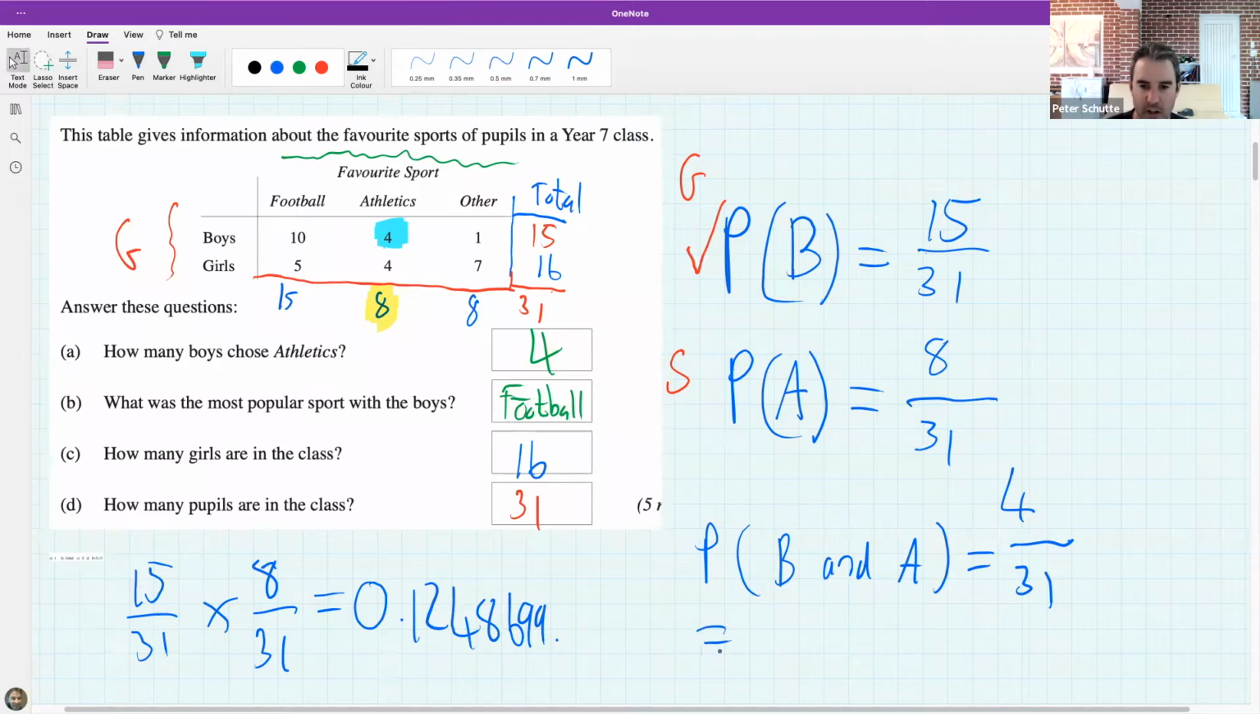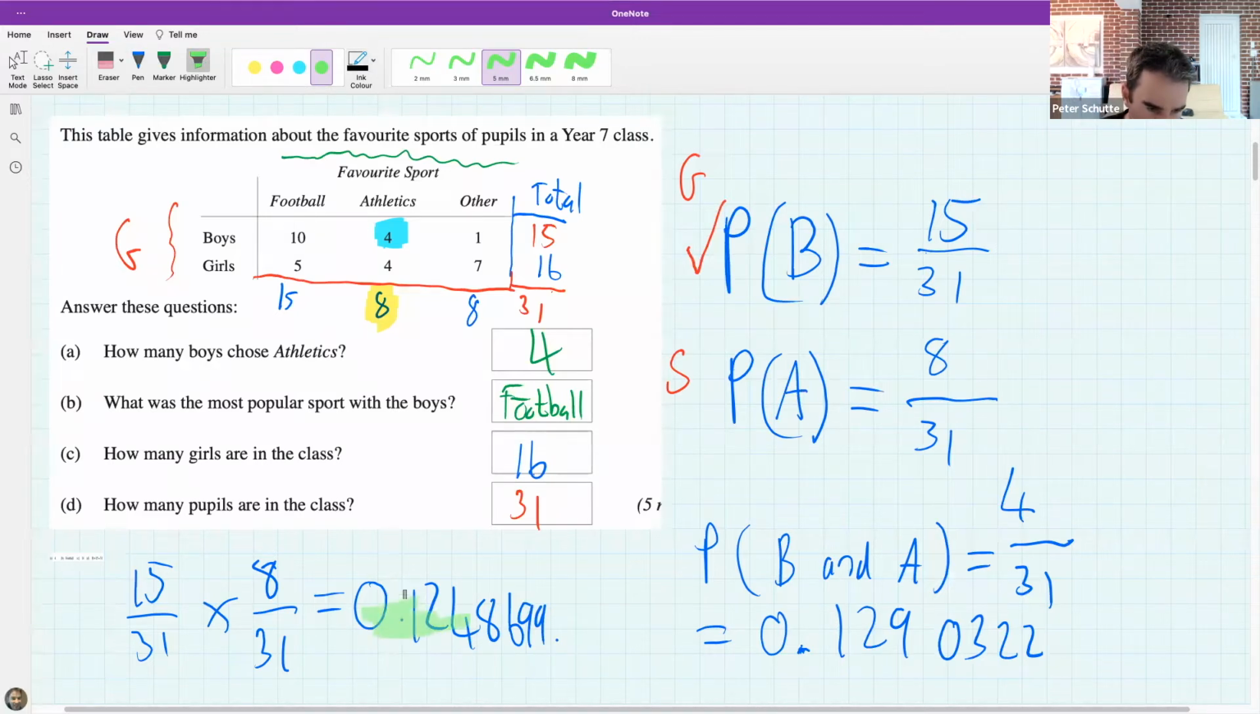What is the probability of B and A or A and B? It's 4 divided by 31. And for that, we get 0.129032 and so on. So what I want to ask you now is, are these two the same? If you look at this amount over here, and you look at this amount over here, they're not the same, huh? And so because they're not the same, we'd say they're not independent. Now, that's just the first time I've done that.